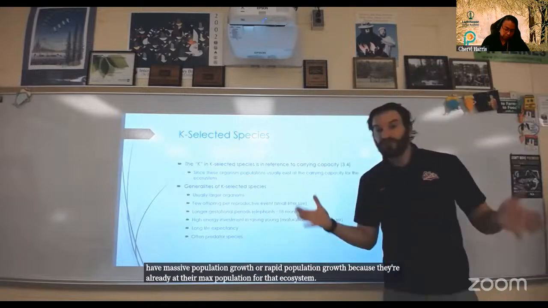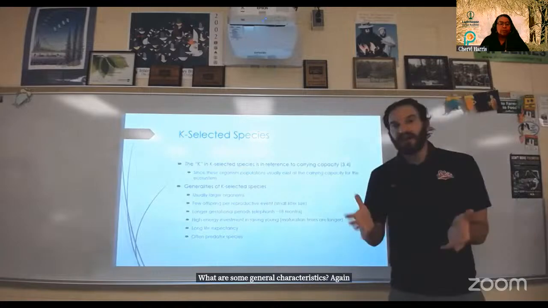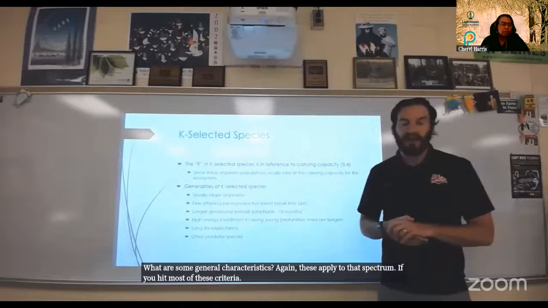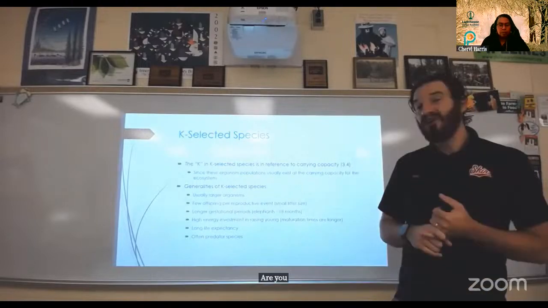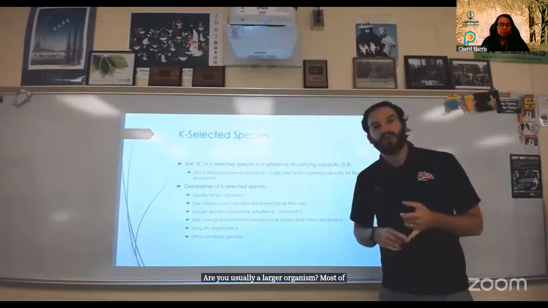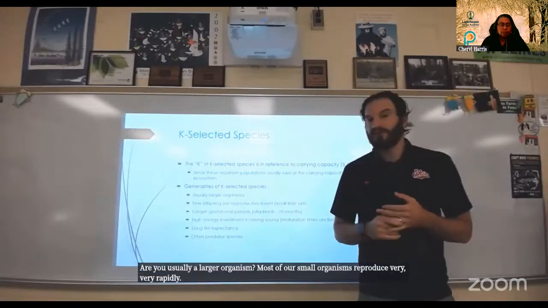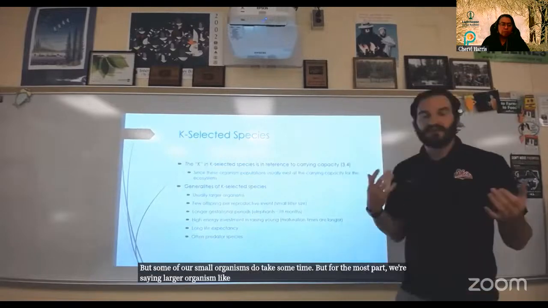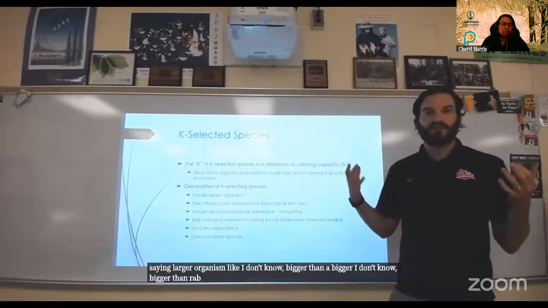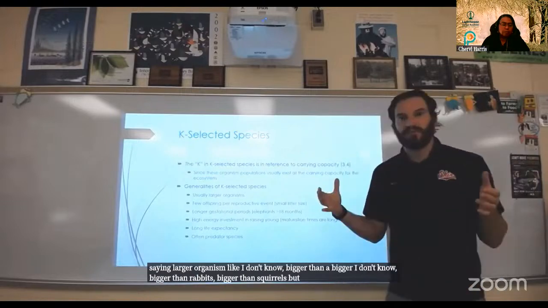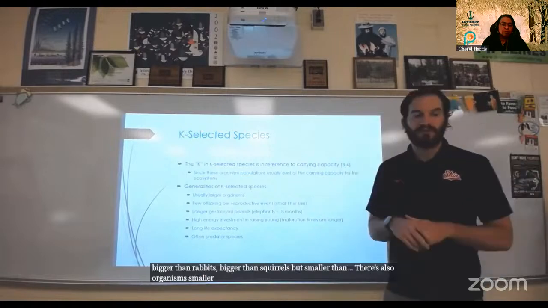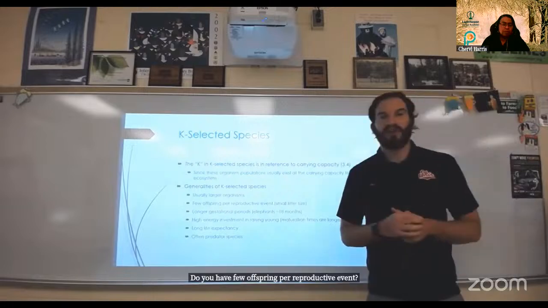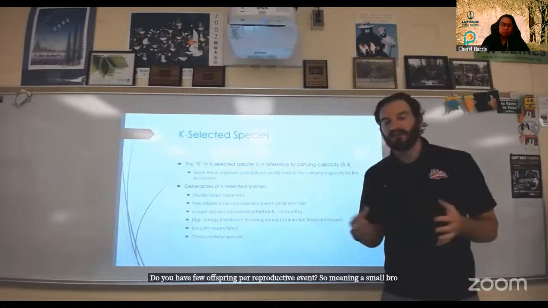What are some general characteristics? Again, these apply to that spectrum. If you hit most of these criteria, you're probably a K-selected species. Are you usually a larger organism? Okay, most of our small organisms reproduce very, very rapidly. But some of our small organisms do take some time. But for the most part, we're saying larger organism, like, I don't know, bigger than rabbits, bigger than squirrels, but there's also organisms smaller than humans that are K-selected species. Do you have few offspring per reproductive event? So meaning a small brood size or litter size.